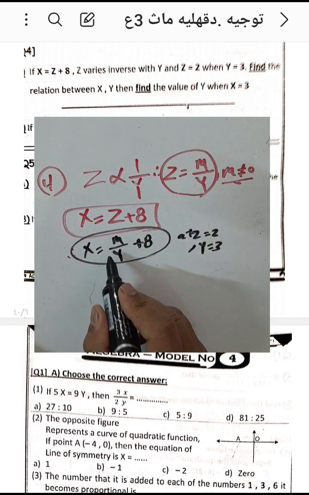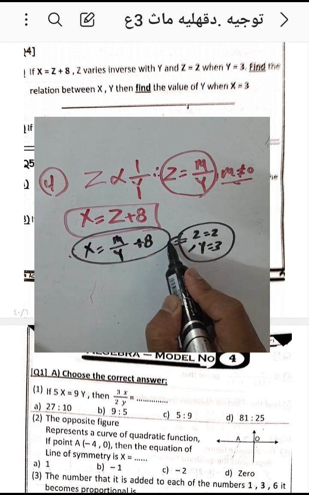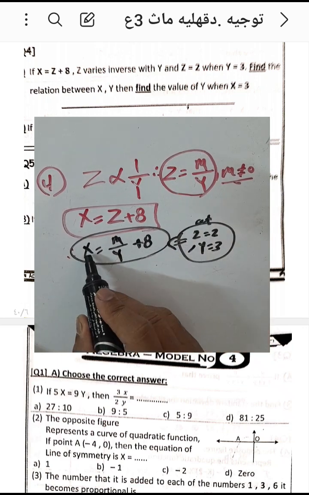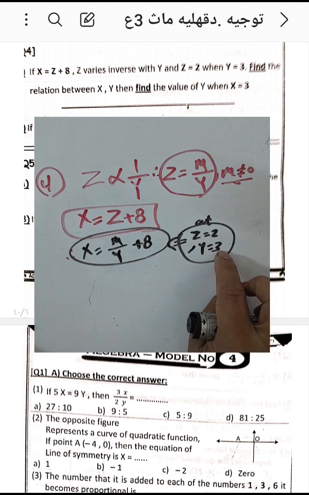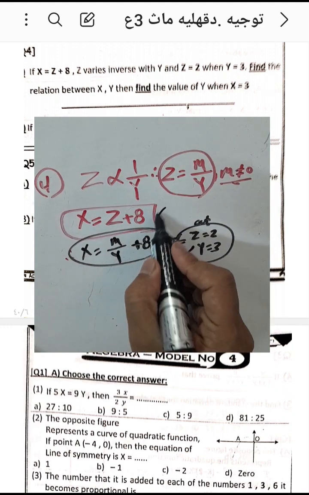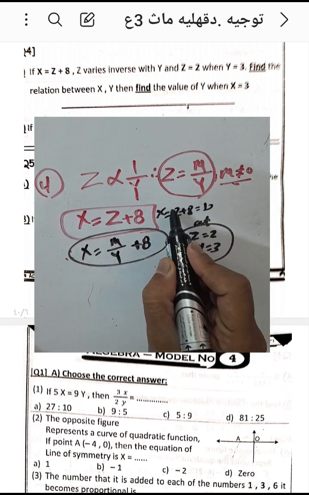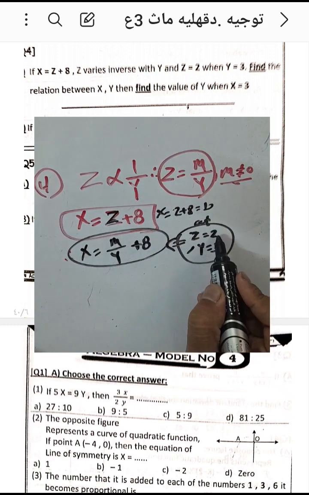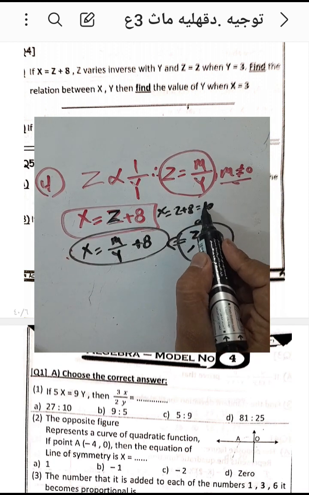Put Z equal 2 here, and Y equal 3. If Z equal 2, then X will be what? 2 plus 8 equal 10. Put Z here equal 2. This gives us the information, Z equal 2, then X will be 10.